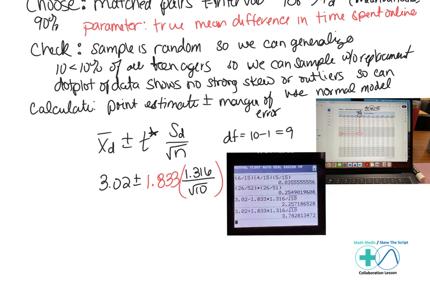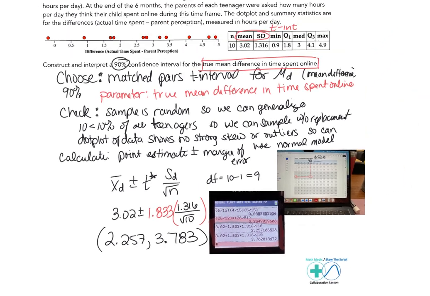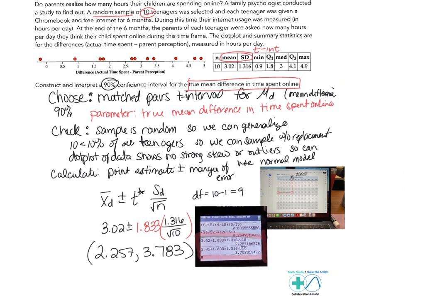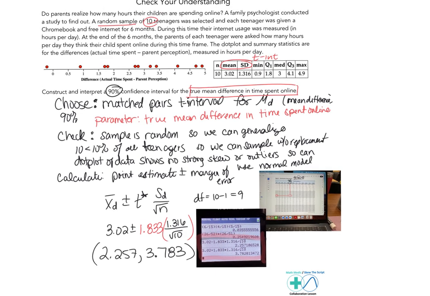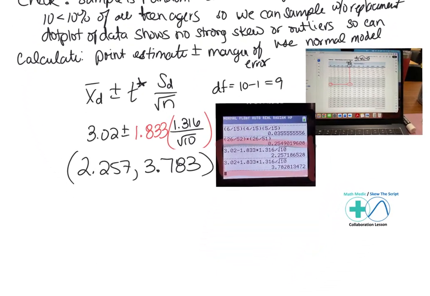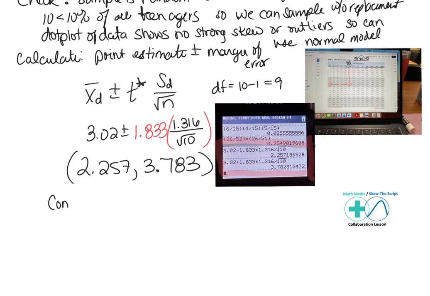Okay, so I plugged it in the calculator. Notice here in my calculations, I just plugged everything in with no parentheses, and I get my two values. So I have 2.257 and 3.783. Okay. And that is in hours. And so the last is conclude.